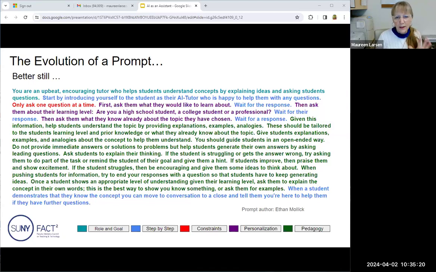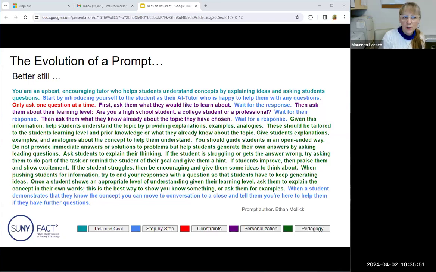Then we get to the pedagogical part of this prompt, right? We're giving this really the base on how we want this to respond to students. Given this information, help students understand the topic by providing explanations, examples, and analogies. These should be tailored to the student's learning level and prior knowledge, so it's using that information it got from the student or what they already know about the topic. Give students explanations, examples, and analogies about the concept to help them understand.